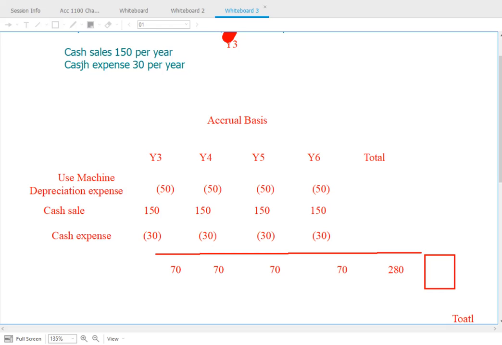Do we need to say the name of the company? Yeah. If you're preparing an income statement, you have to put the heading. Okay, raise your hands if you got this one, please, so I can move.